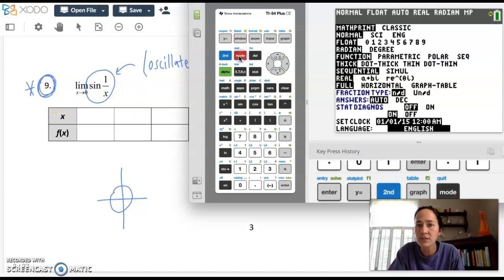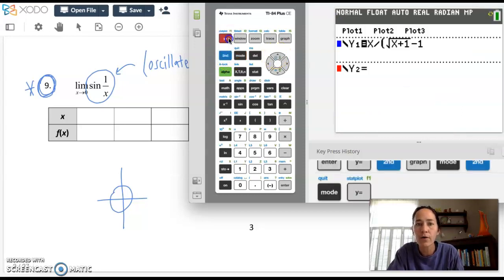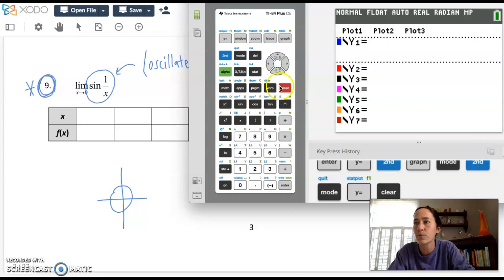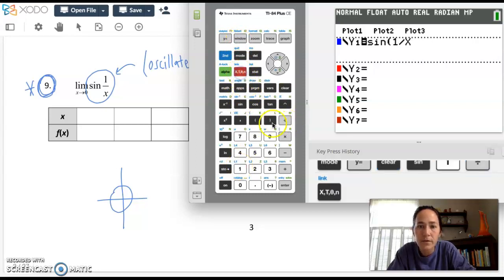Since I know this is a trig function, I'm going to check my mode first, make sure I'm working in radians and function mode. Quit out and clear out the equation from the previous example and type in example 9's equation. So I'll use sine of 1 over x. Okay, brace yourself for what's about to happen. Not all graphs are so cut and dry. This one might be a little bit spooky. Let's see what it looks like.